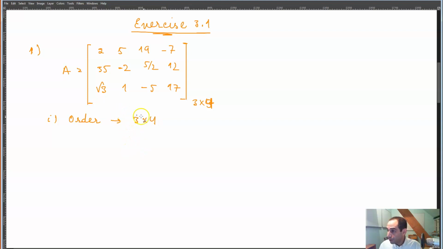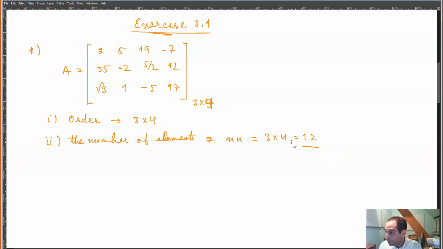Number 2 is the number of elements, and the number of elements is simply m times n, which is equal to 3 times 4, which is equal to 12 elements. If you count, you will get the same number of elements.